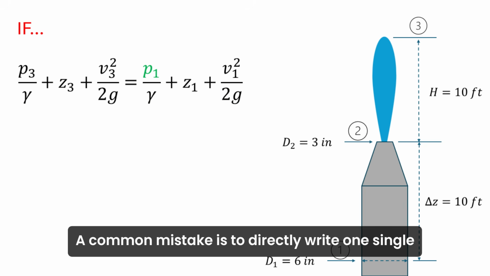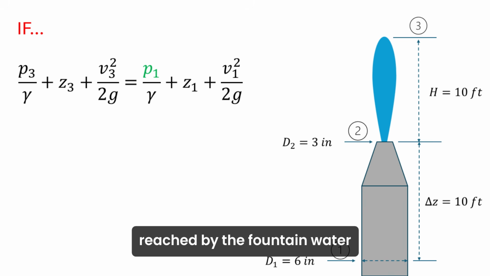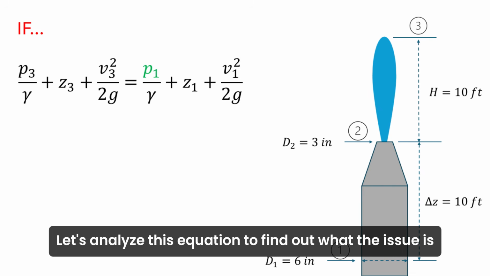A common mistake is to directly write one single Bernoulli's equation from the highest point reached by the fountain water, point 3, to the location of interest, point 1. Let's analyze this equation to find out what the issue is.